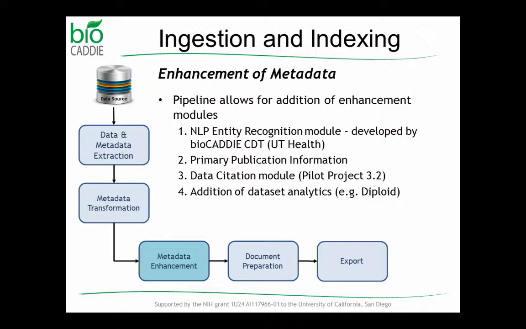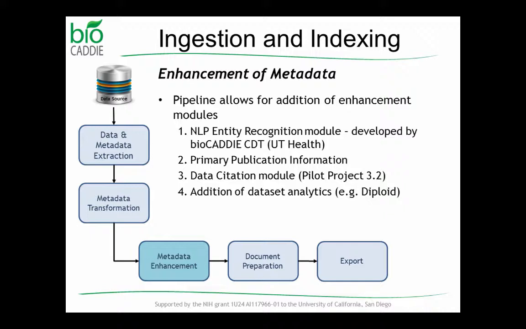The first one incorporated this year was developed by Hua's group at UT Health, and that's a natural language processing entity recognition module. It goes into the metadata records, examines the abstract, title, and other fields, and extracts relevant entities from known terminologies such as MeSH and others. It then labels them using standard terminology and standard identifiers within the metadata record.